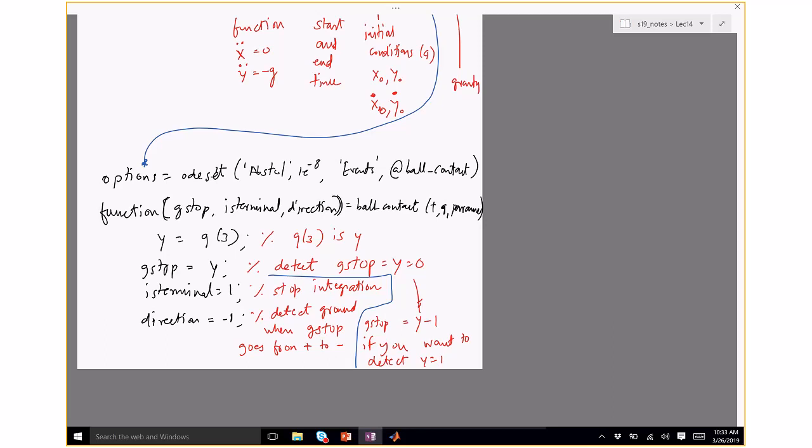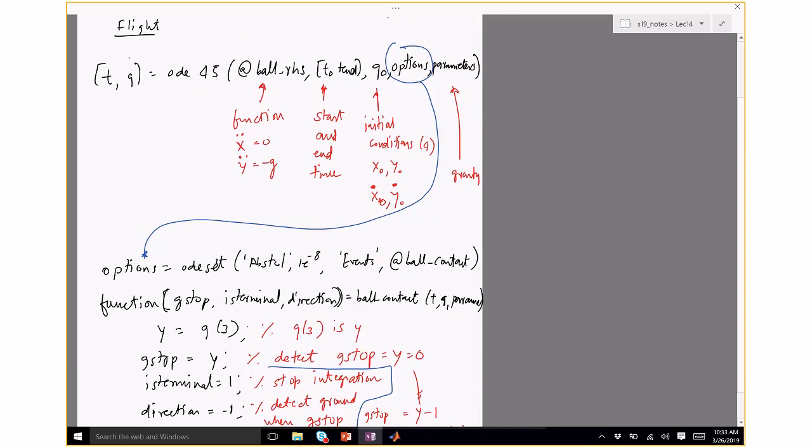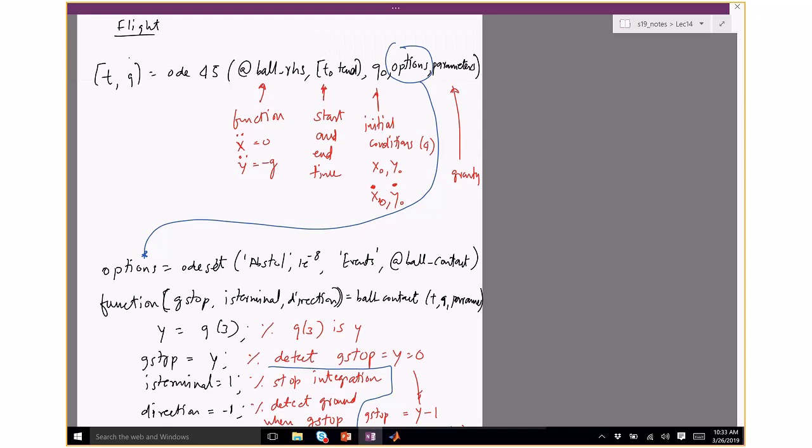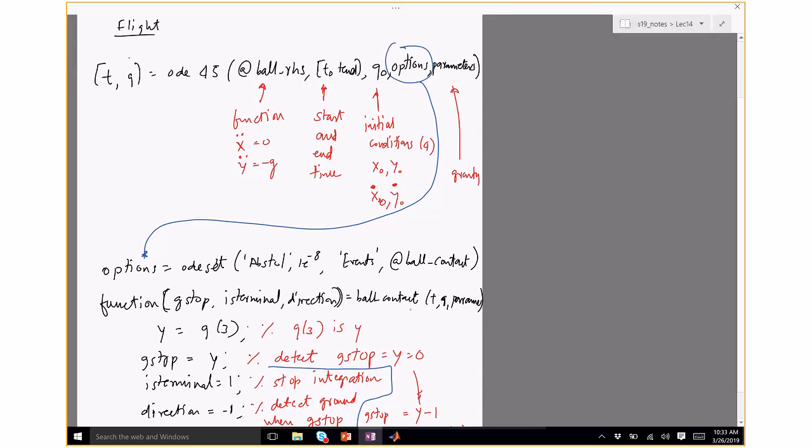Now if you want to detect collision with the ground as well as the ceiling, then you put direction equals 0, in which case it detects both. If you only want to detect the contact with the ceiling, where y is increasing, you put 1. So that is the meaning of direction. In this case, I've set it up so that it will detect the ground when it's going downwards, and stop integration. So the bounce phase is precisely in here. This is the detect contact, which we talked about. It's embedded inside the integration.